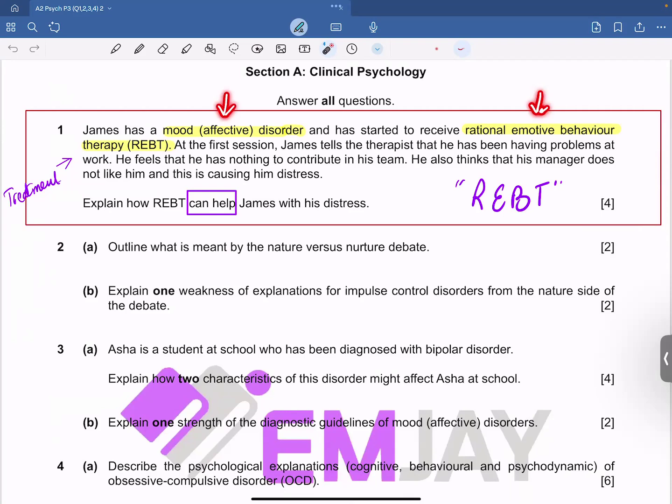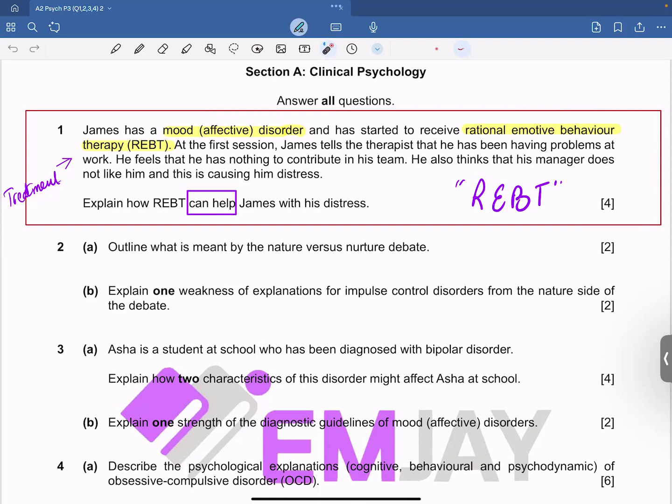James has a mood disorder and has started to receive rational emotive behavioral therapy, that is REBT. At the first session, James tells the therapist that he has been having problems at work. So there's this person with the name James. He has mood disorder. He has started receiving REBT. At the first session, he tells the therapist that he has been having problems at work. He feels that he has nothing to contribute to his team. He also thinks that his manager does not like him, and this is causing him distress. Explain how REBT can help James with his distress.